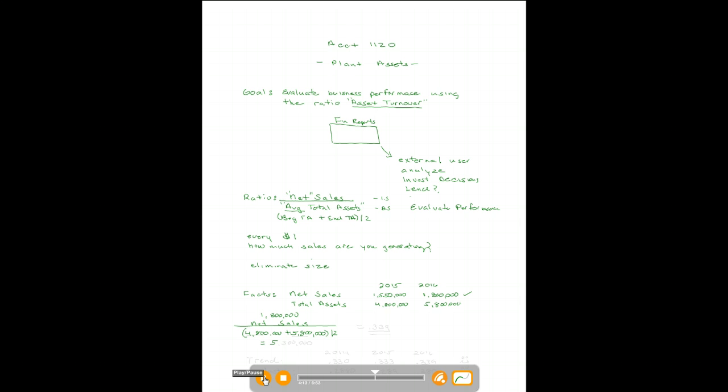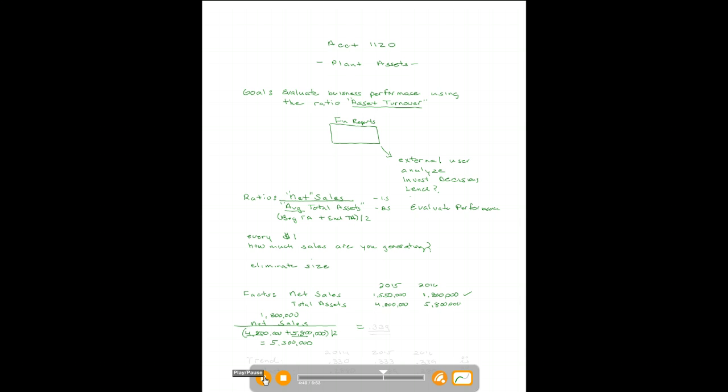That number is $5,300,000, our average total assets. And you know it would be somewhere between $4,800,000 and $5,800,000 because it has to be the average of the two. So what does that work out to be for our ratio? Well, we'll take $1,800,000 and divide that by $5,300,000.